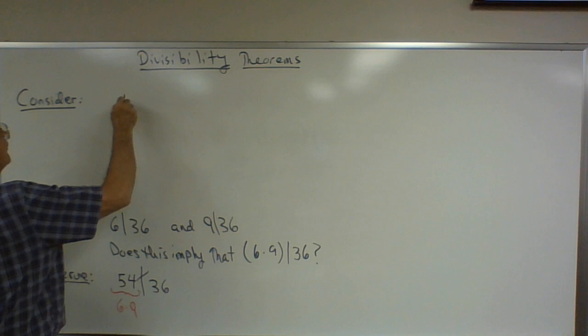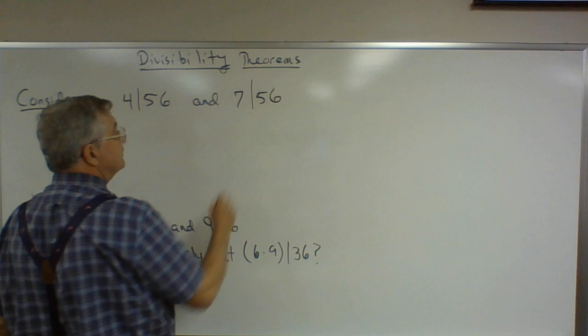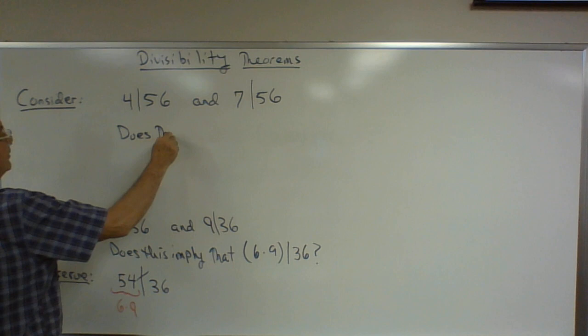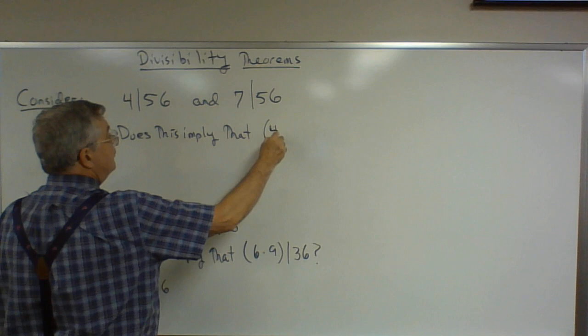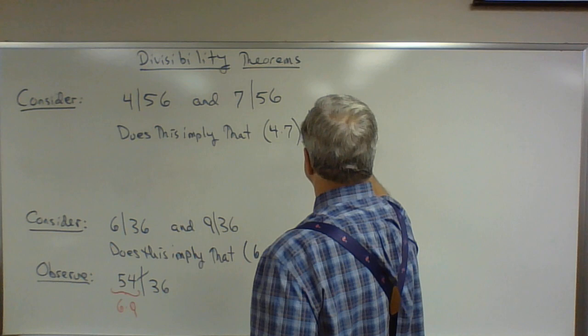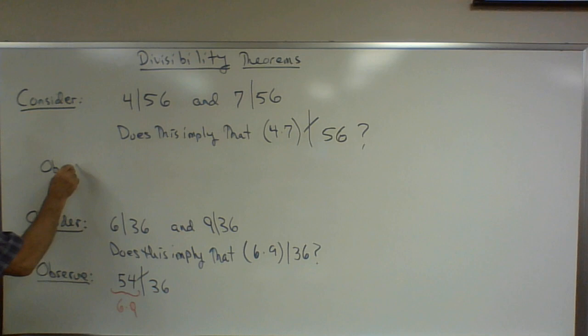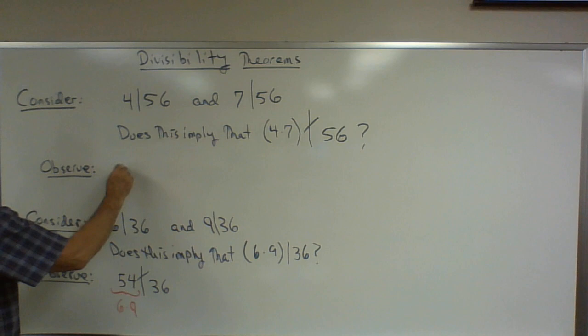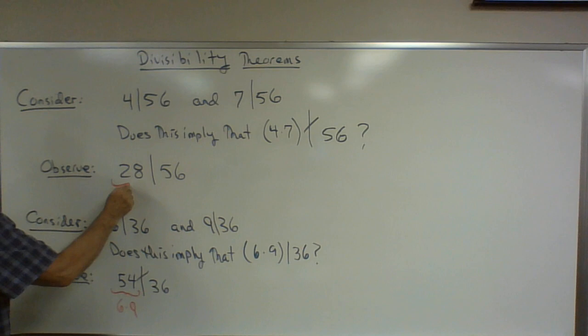Four is a divisor of 56, and 7 is a divisor of 56. Does this imply that their product, 4 times 7, divides 56? Okay, 4 times 7 is 28. Ooh, this time the product does divide 56. Here we have 4 times 7.